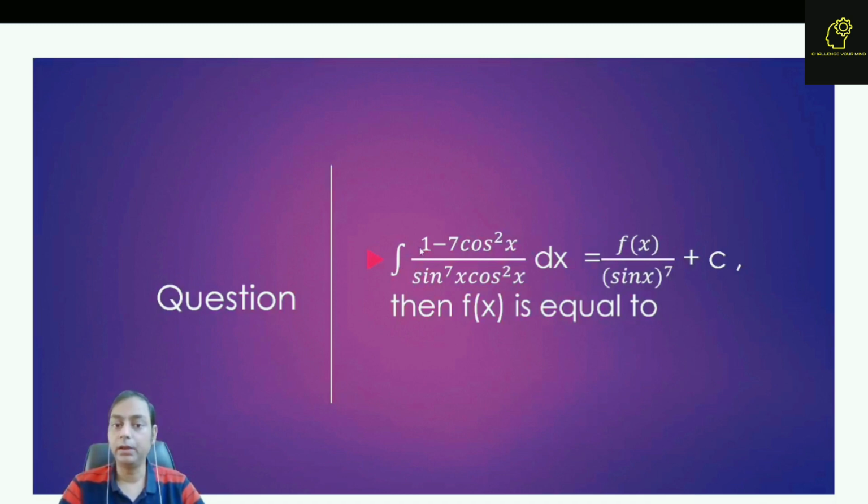The question is: the integral of (1 minus 7 cos square x) divided by sin raised to 7 x into cos square x dx is equal to f(x) divided by (sin x) raised to 7 plus c. Then what we need to find? We need to find the value of f(x). Now I am going to give the solution of this question.